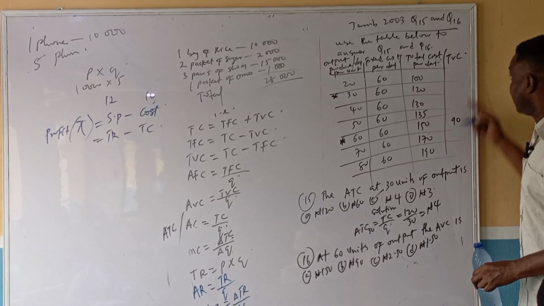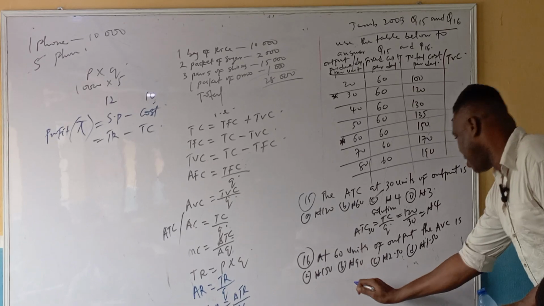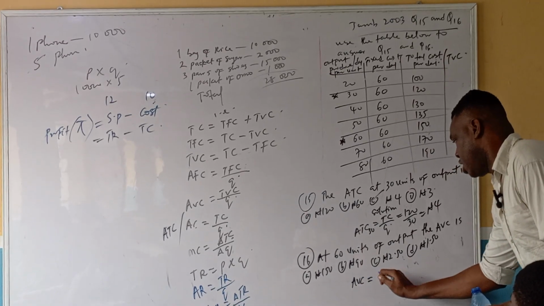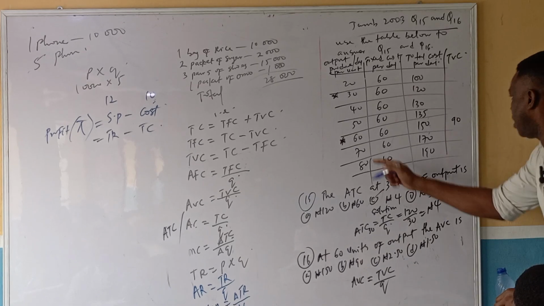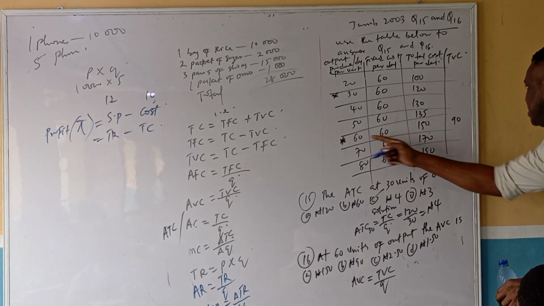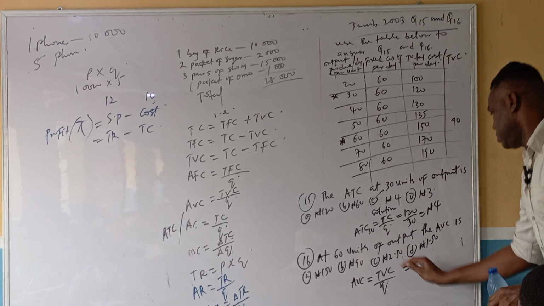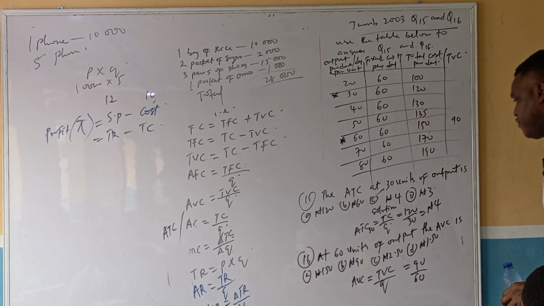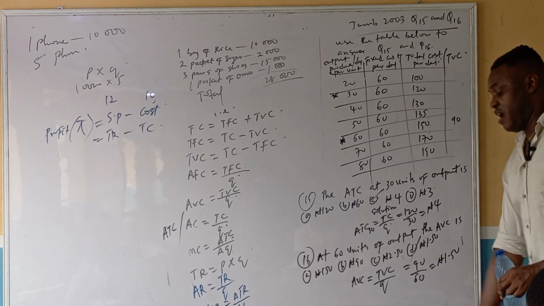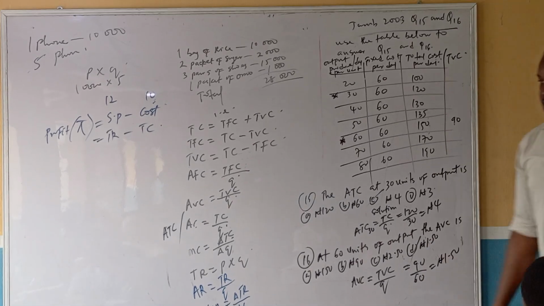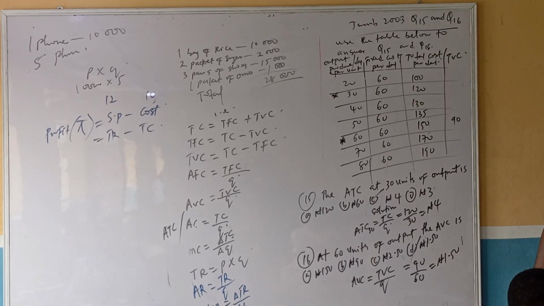You know they didn't ask for total variable cost, but you have to get it. So you now apply: average variable cost is equal to TVC over Q. What is now your TVC at 60? 90. What is the quantity there? 60. Divide. What do you have? You have 1.5, which is same as 150 kobo. You go for option D. Are you clear with that?